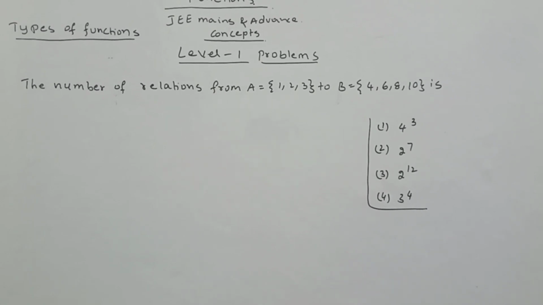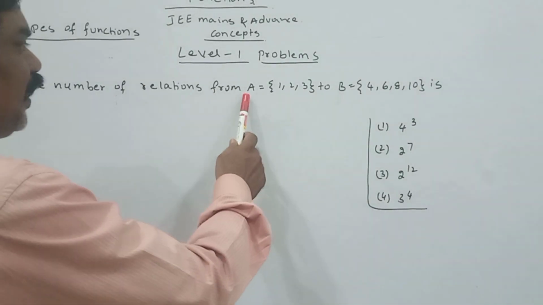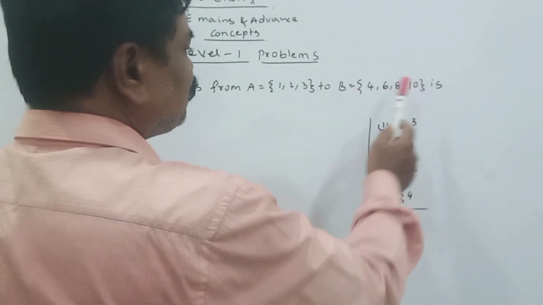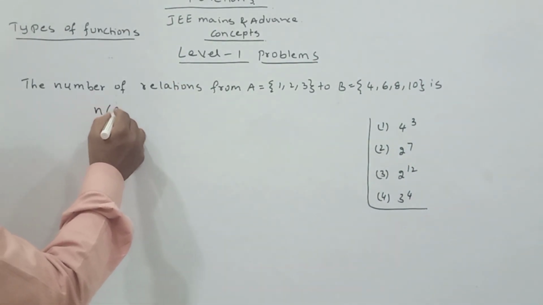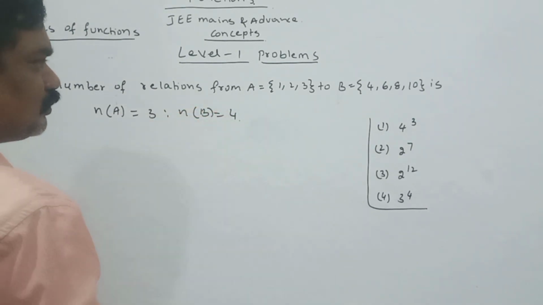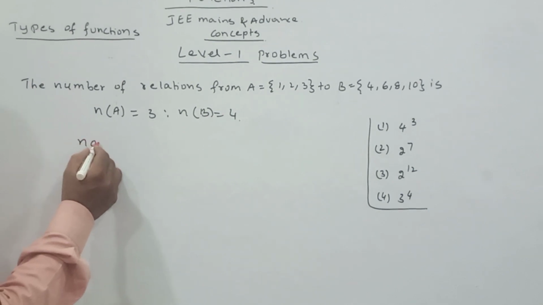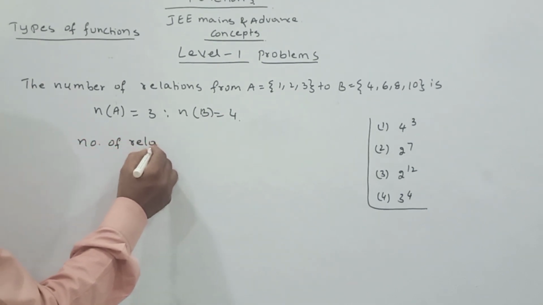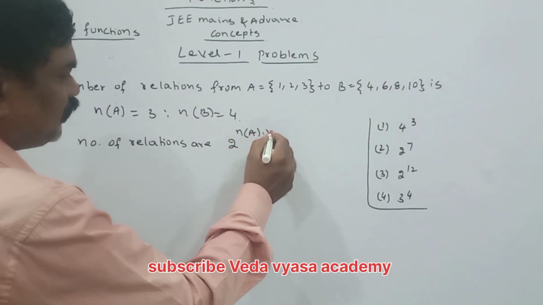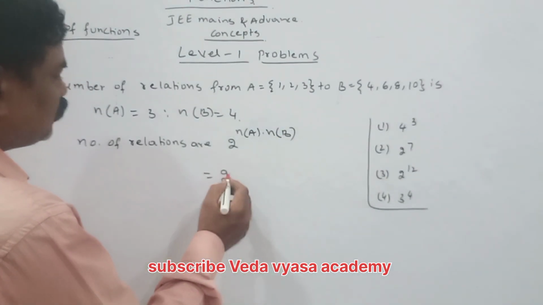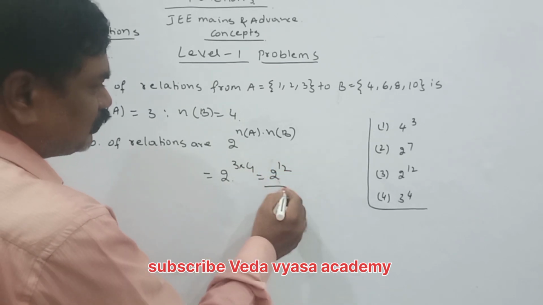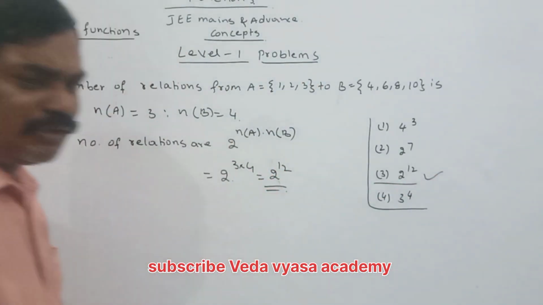Here we have the problem. The number of relations from set A equal to {1, 2, 3} to set B equal to {1, 6, 8, 10}. So here the number of elements in A is 3, and the number of elements in B is 4. So the number of relations is 2 power (number of A into number of B), which is 2 power 3 into 4, 2 power 12. So option 3 is the answer.